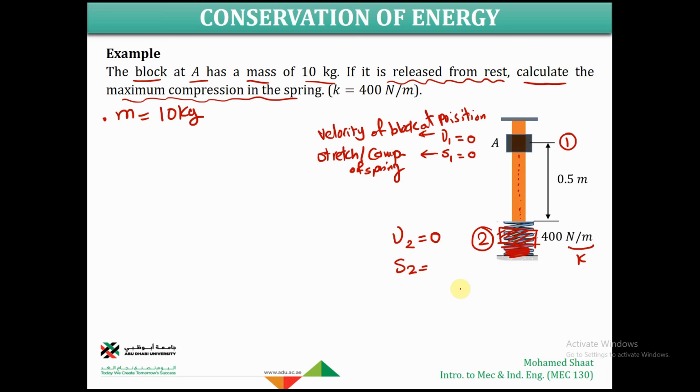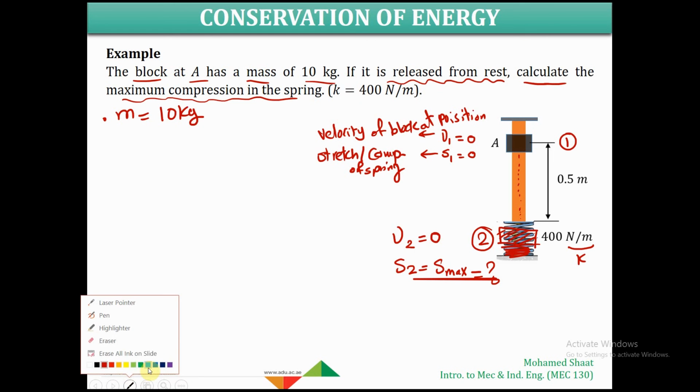But how much is the compression then? Initially the compression was 0 while the box is far from the spring, not touching it. But as long as the box keeps on pushing down the spring, it keeps on compressing, and the compression in the spring is going to increase till it will be maximum. So S2 will be the maximum compression that we are seeking. The maximum compression is unknown. This is what is required from us in this problem to solve. Make sense? So it is required here to find the maximum compression in the spring, which is going to be equal to S2.